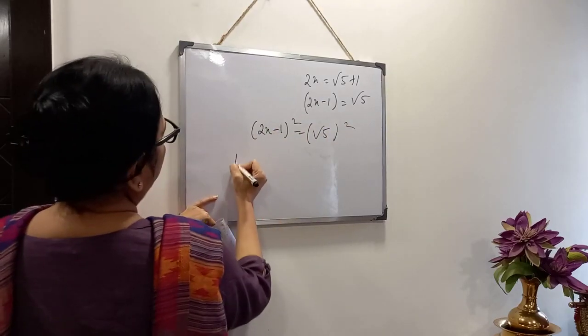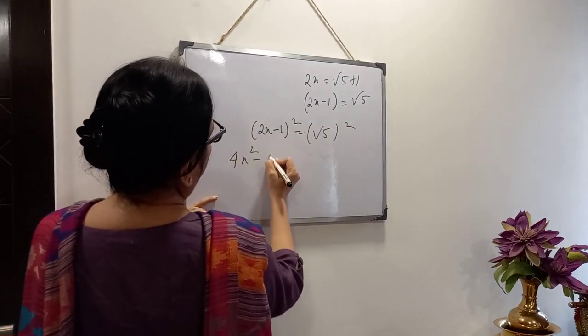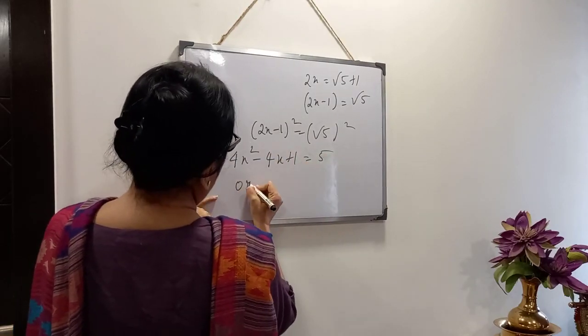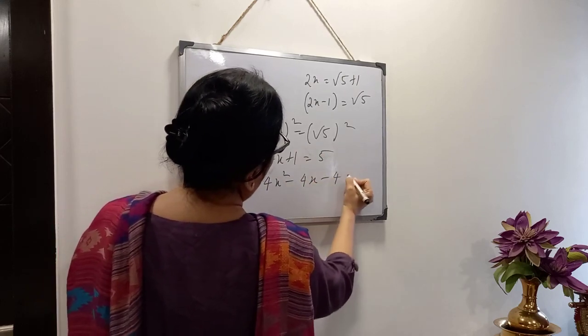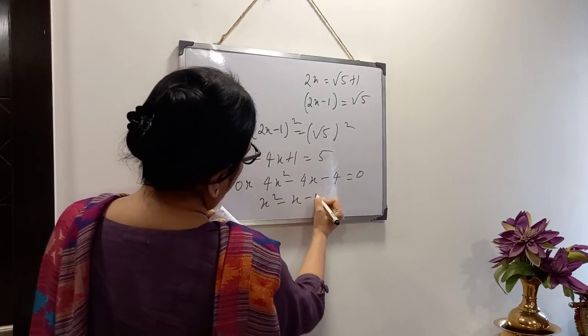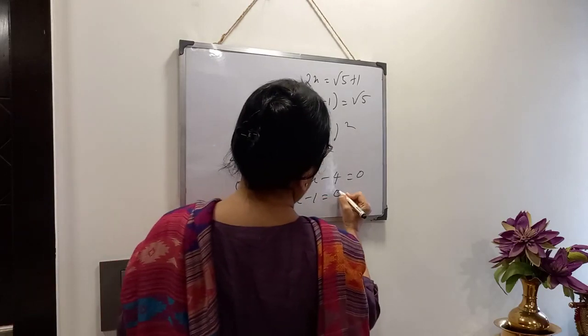By the a minus b whole square formula, a square minus 2ab plus b square, we get 4x square minus 4x minus 4 equals 0. Taking 4 common, x square minus x minus 1 equals 0. You have to prove this.